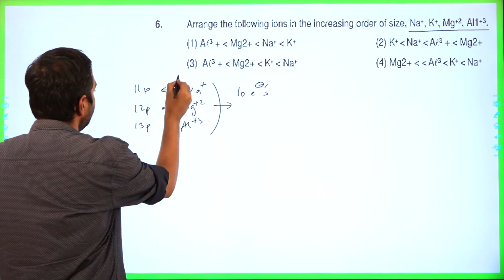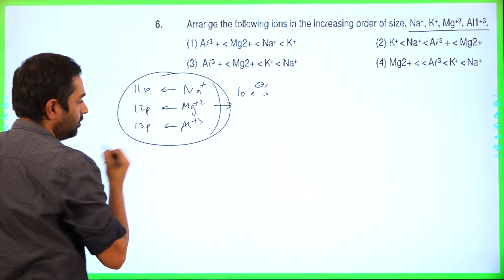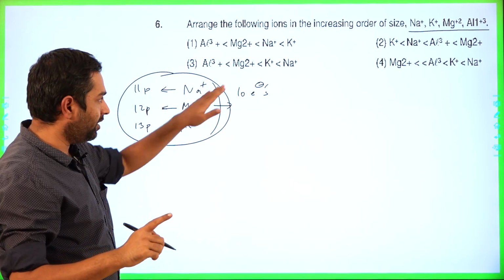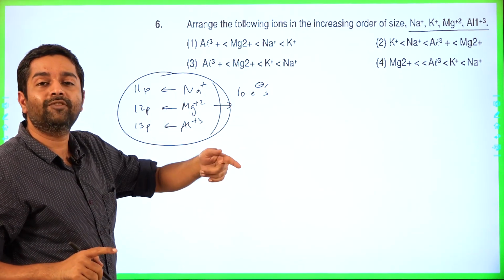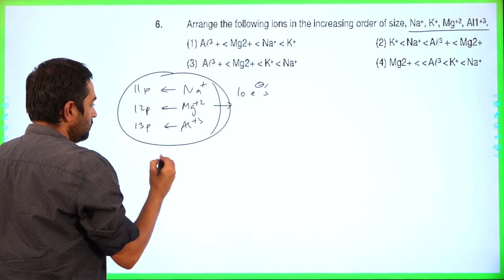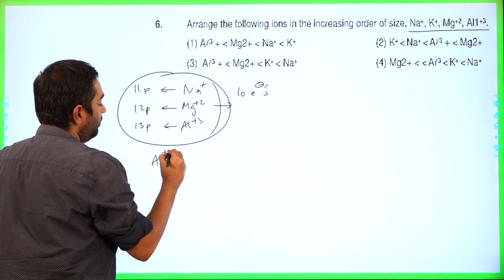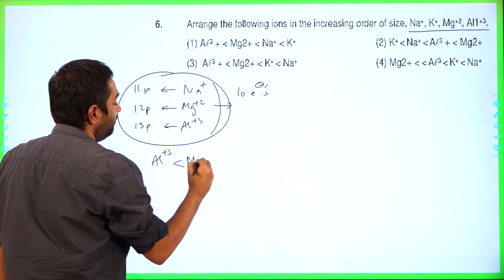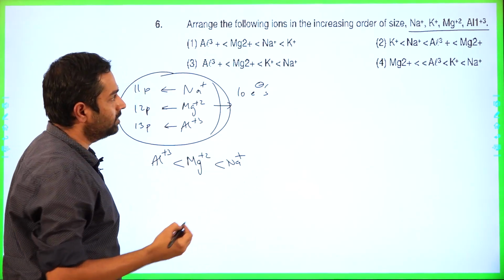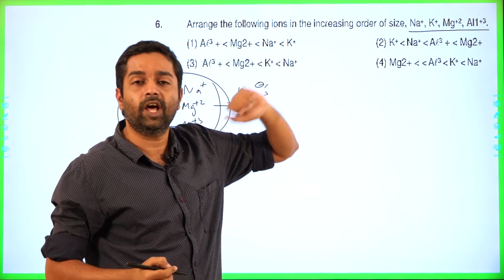Among these three, we can easily arrange the sizes. What is the arrangement of sizes here? With the same number of electrons, the greater the number of protons, the greater the nuclear force of attraction, which means smaller size. So aluminum plus 3 is smaller than magnesium plus 2, which is smaller than Na plus. This is when I'm comparing Na plus, magnesium plus 2 and aluminum plus 3.